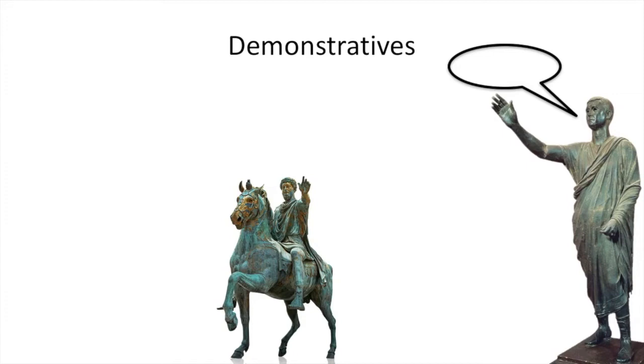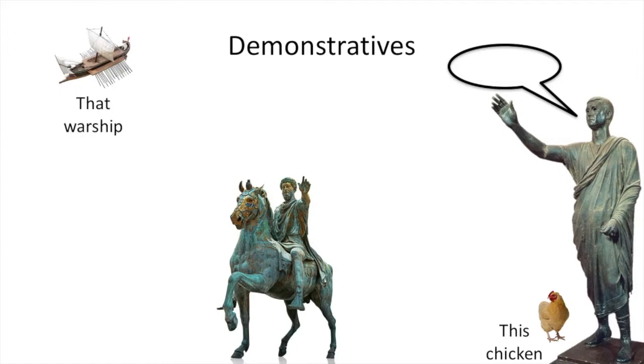So if our speaker wanted to point to something near him, like a chicken, he'd say in English, this chicken. If he wanted to point to something far away from both himself and Marcus Aurelius, he'd point out like that warship, that one way over there, far away from us. And then if he were using Latin and wanted to point out something belonging to Marcus Aurelius, he'd say, that horse of yours, since it's what Marcus Aurelius is writing.